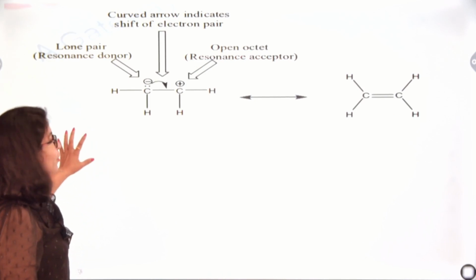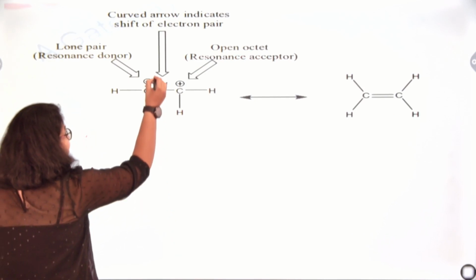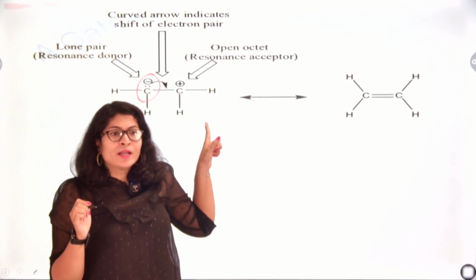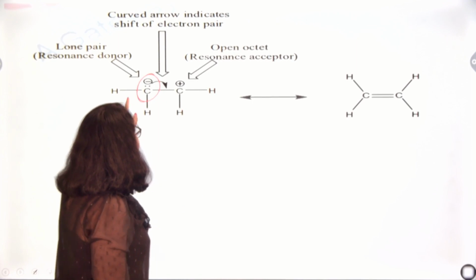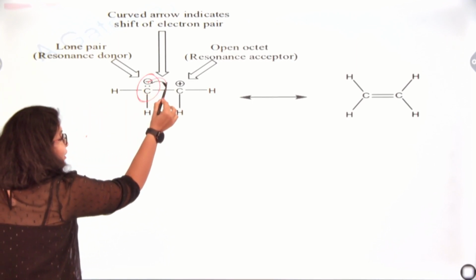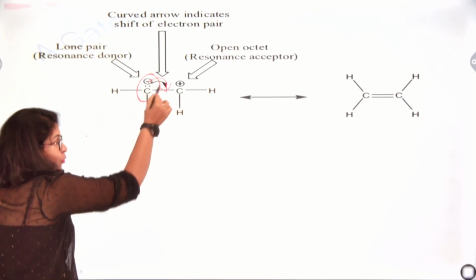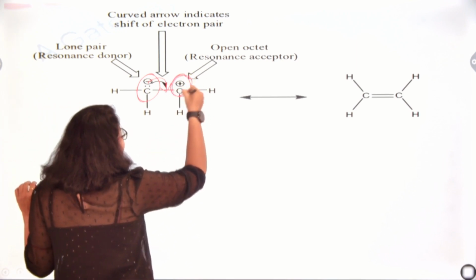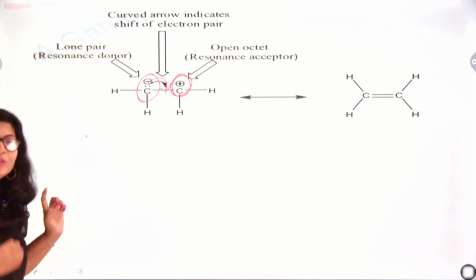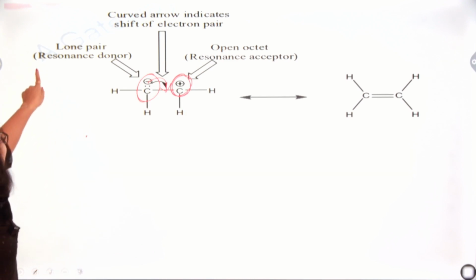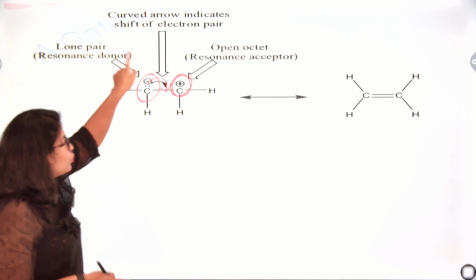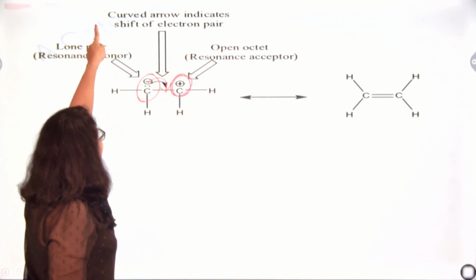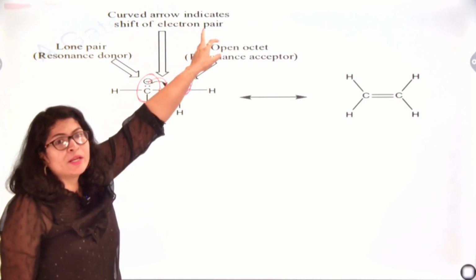So, if I see this one, what I can see is this carbon particularly has a negative charge. So, I can categorize it as a donor atom. Now this donor atom donates this electron to its adjacent atom. This is the adjacent atom, and here you see this condition is apt because the adjacent atom is deficient in electrons. Lone pair of the resonance donor, this is the open octet which is the resonance acceptor, and the curved arrow indicates shift of electron pairs.